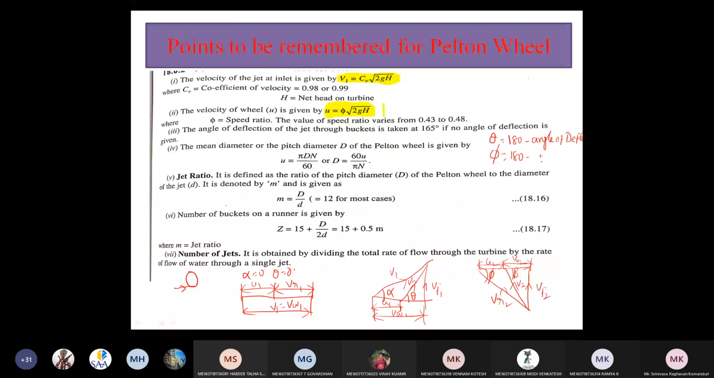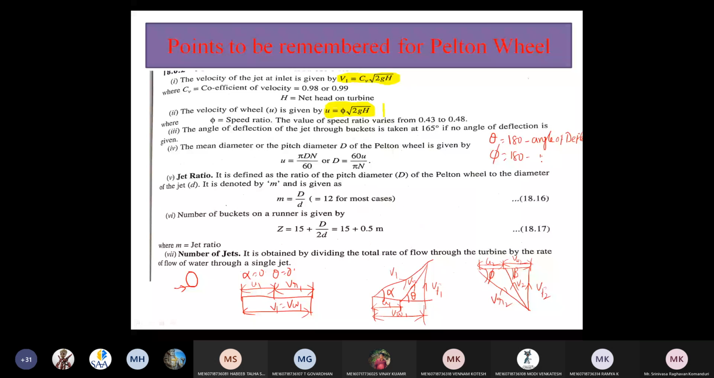It becomes 15 degrees. You should not substitute the phi value directly as the angle of deflection. If you do like that, the problem will be wrong. Please remember that point. Angle of deflection should be subtracted from 180 to get the vane angles at inlet or outlet.